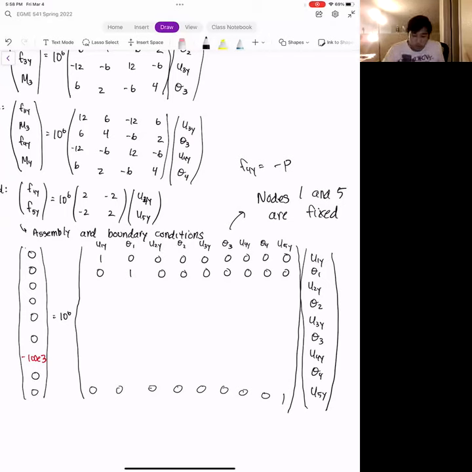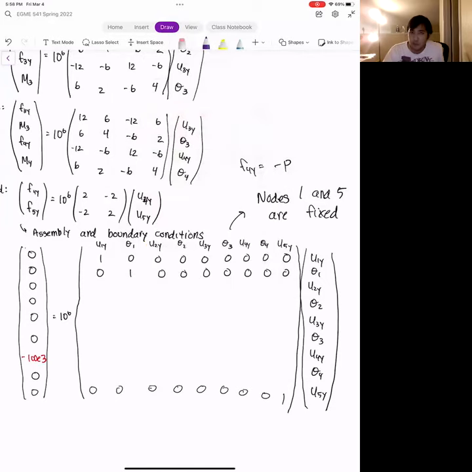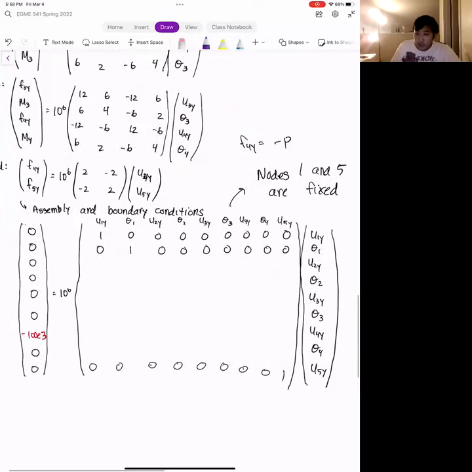Okay, so that saves us a bit of work, because otherwise we'd have to plug everything in, put all the numbers in, and then erase it anyway for the constraints. So we just did that before. Okay, so now the next step is assembly.